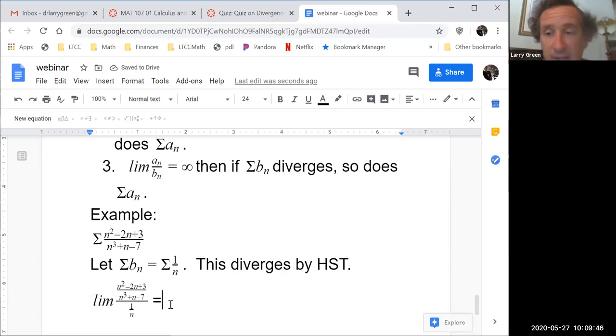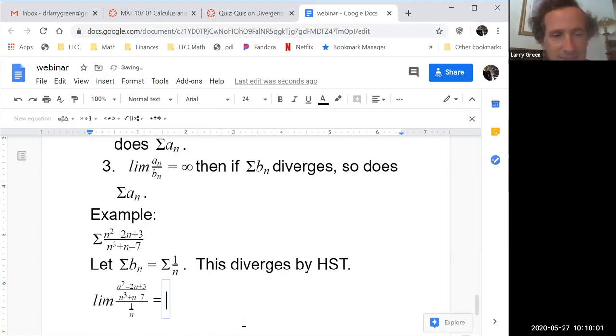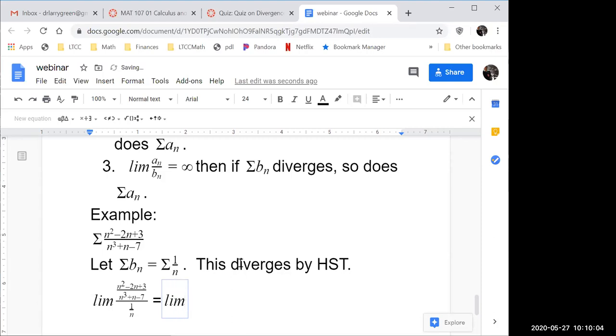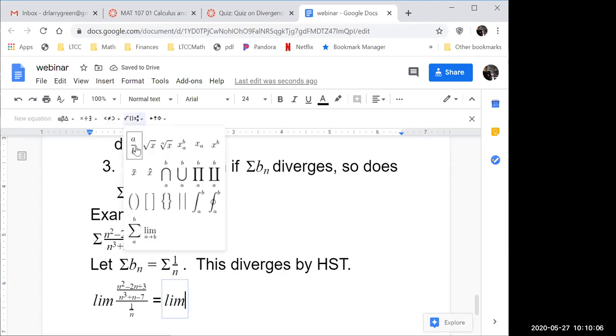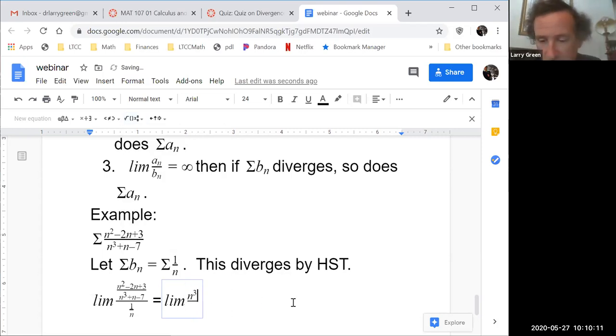Any questions on that? Okay, well, I think you all know how to divide fractions. You better. So that is equal to the limit of n cubed minus 2n plus 3 over n cubed plus n plus 7.